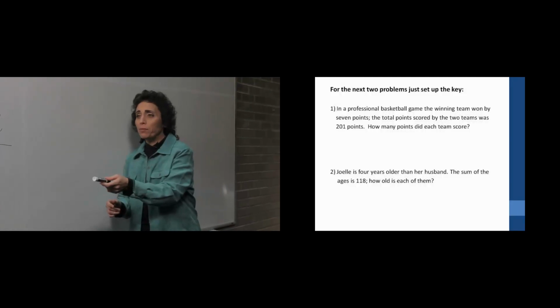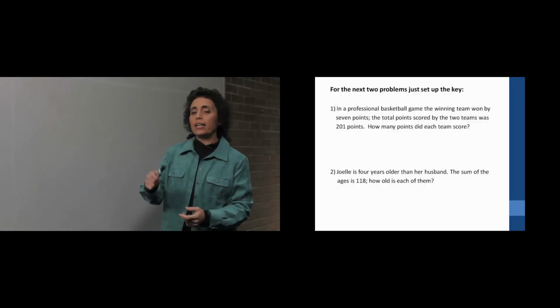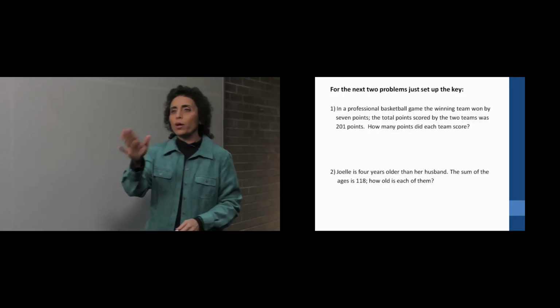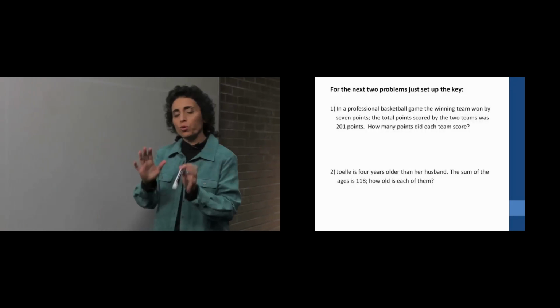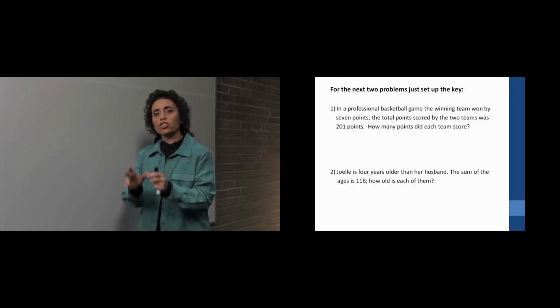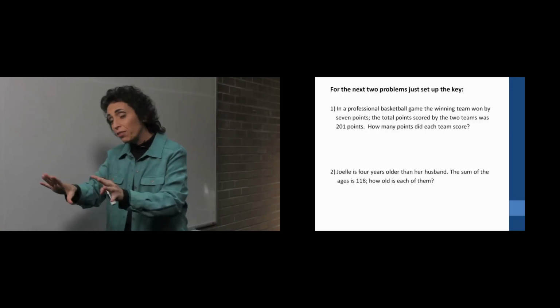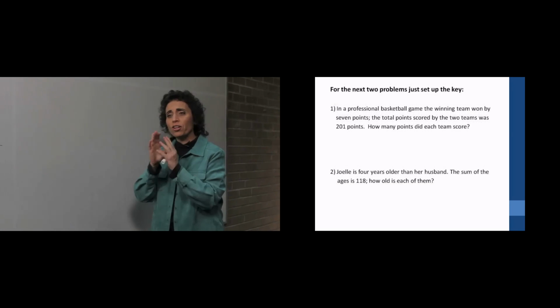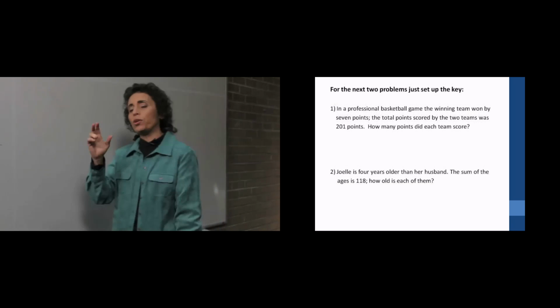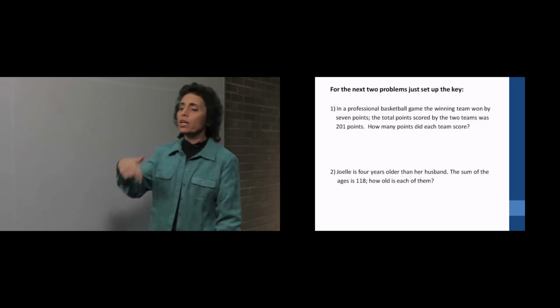All right, we got these 2 problems coming up. The basketball game is number 1 in your workbook, and it's also on the slide in front of you. And Joelle is 4 years older than her sister. We have that slide coming up. What I'd like you to do, to make sure you understand the whole key thing, is to just set up the key. Do not solve them. Do not write up the equation. Just set up the key for number 1 and number 2. And when you're ready to move along, then just hit the video.